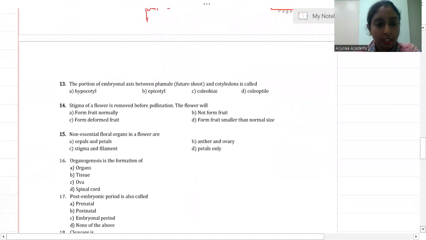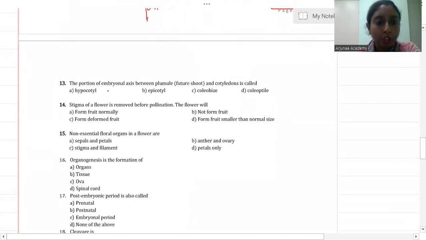Then 13th question. The portion of embryonal axis between plumule and cotyledon. We know the portion above the cotyledon is called the epicotyl, and this epicotyl terminates in the plumule. Plumule is the future shoot. That means later during development, it will become the shoot.